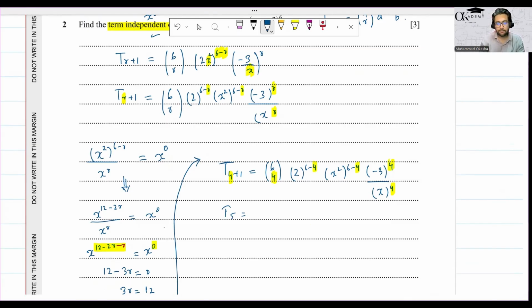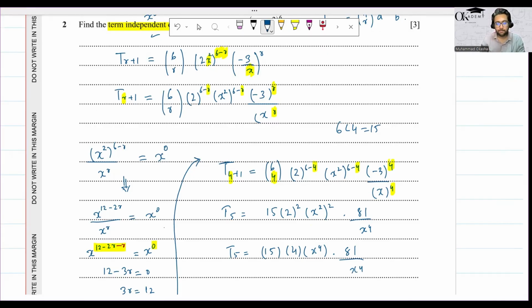from which you can tell this is going to be the fifth term of the expression. 6c4, if you put this in a calculator, you're going to get 15. 15 to the power 6 minus 4 is just x squared. Negative 3 to the power of 4 is 81, and that is x to the power of 4. T5 is equal to 15, 2 squared is 4, that is x to the power of 4, 81 over x to the power of 4.